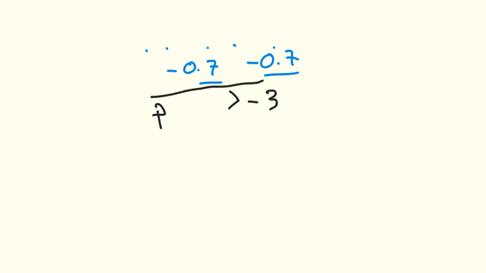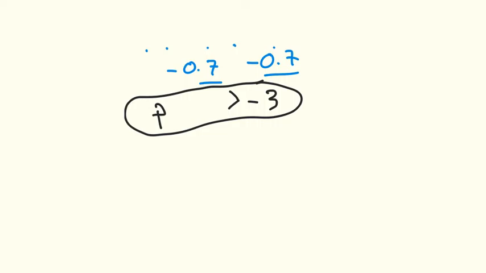Okay, next. Let's see. p plus 0.7 is greater than negative 2.3. All right. Well, to get the p by itself, we're going to have to subtract 0.7. We do that on both sides. And then we're going to be left with p over here being greater than negative 2.3 minus 0.7, which is negative 3. So there's our solution to our inequality.